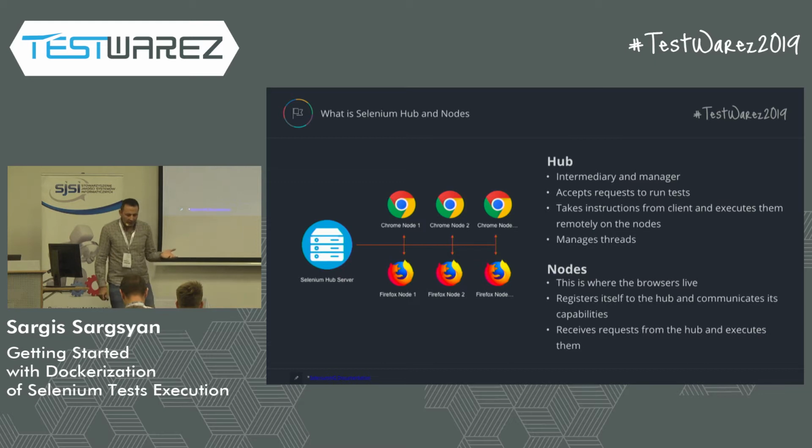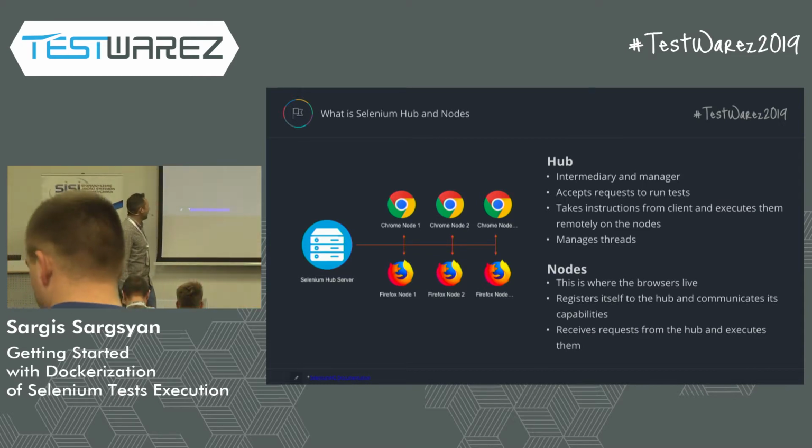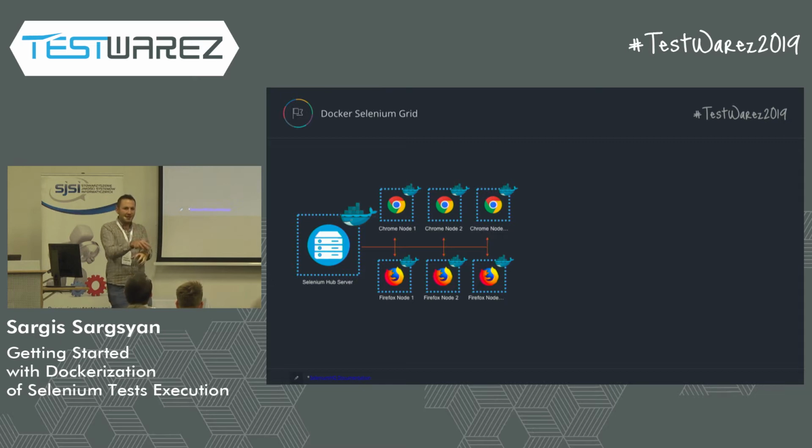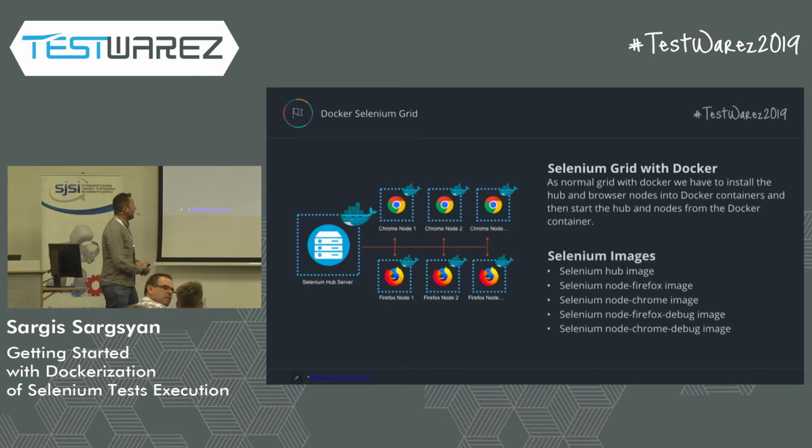So what is the idea when we say let's Dockerize them? When I say let's Dockerize this structure, I mean this. Yeah, we put every piece of this inside a Docker container, and we spin it up inside the Docker container. Basically, from the Selenium committers, we have official images. One is the hub. There are more, but this is the base of it. There are nodes for Chrome and Firefox, and there's a debug one. So if we need to debug, we use the debug ones.